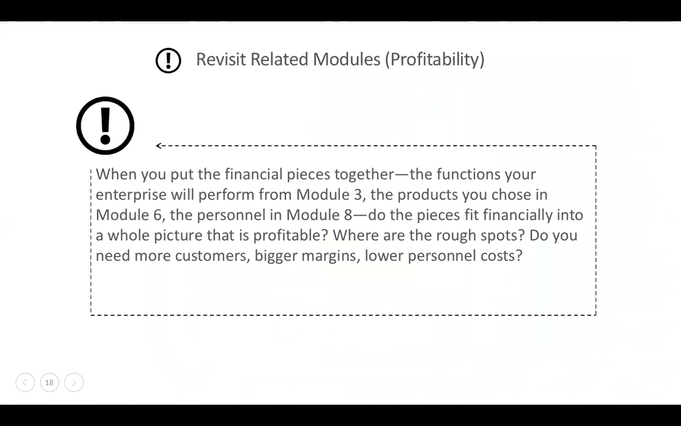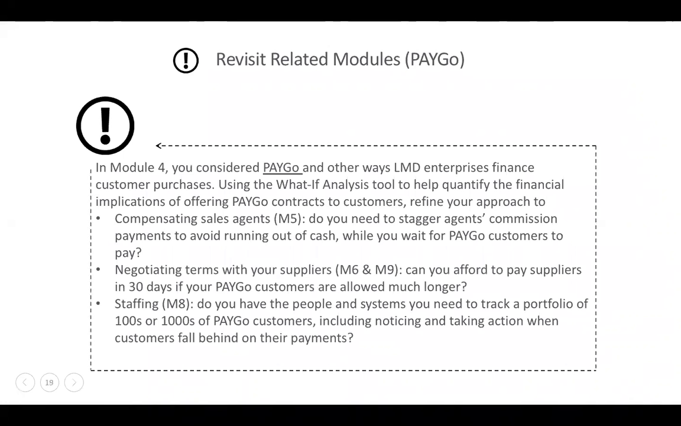So finally, revisiting related modules. When you put the financial pieces together, the functions of your enterprise you'll perform from Module 3 and the products you choose in Module 6 and the personnel in Module 8. Do the pieces fit financially into a whole picture that is profitable? And we also included this slide for those using PayGo. If you are using PayGo, take a look at these tips in the revisiting past modules.